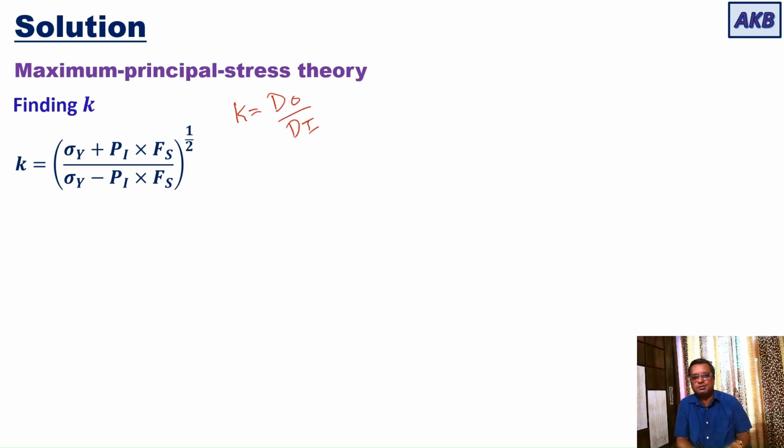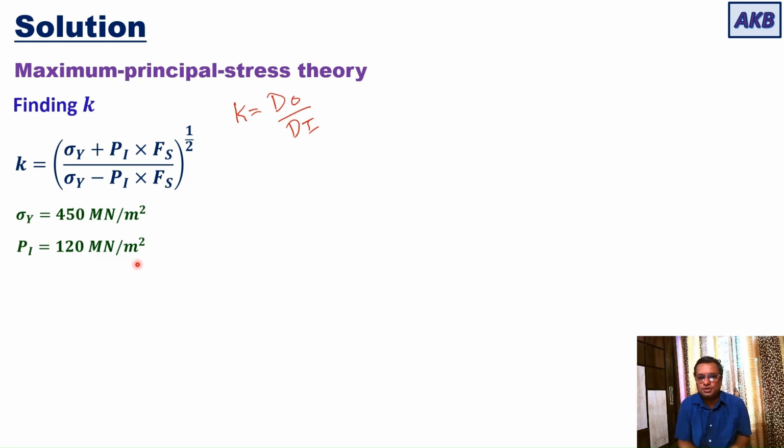According to maximum principal stress theory, K is given as the square root, that is raised to 1 by 2, of sigma y plus Pi into Fs divided by sigma y minus Pi into Fs. What things are known to us? Sigma y is given to us, it is 450 meganewton per meter square. Internal pressure is given, it is 120 meganewton per meter square.